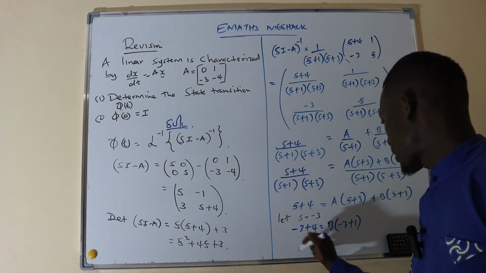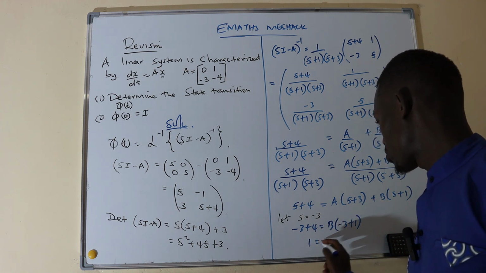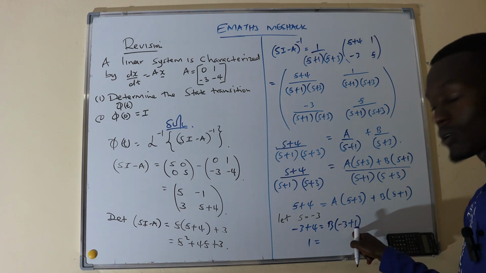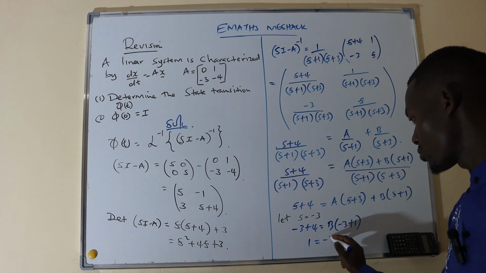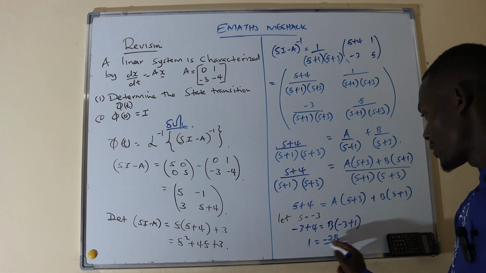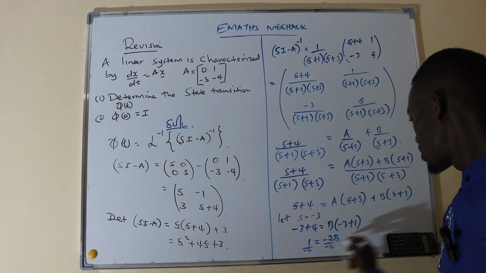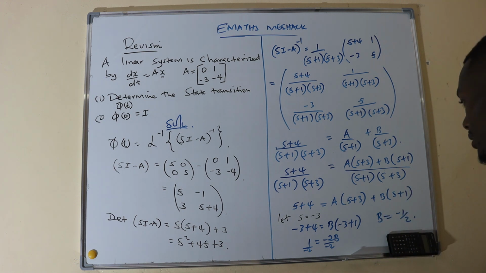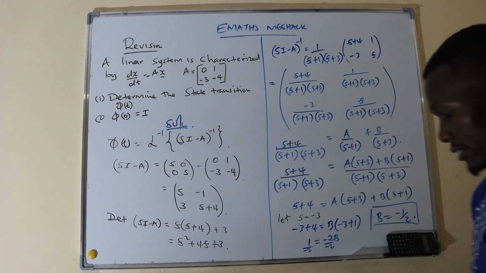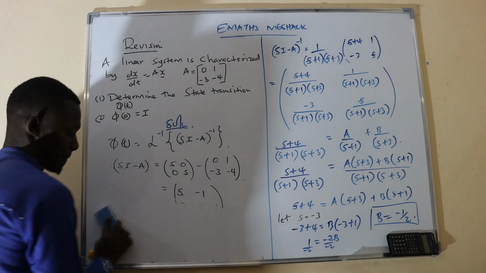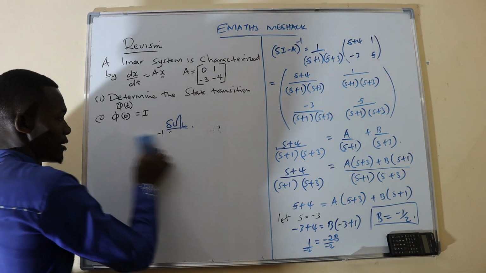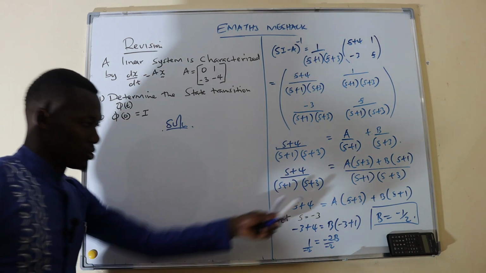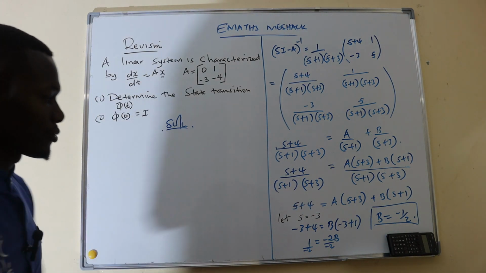So now negative 3 plus 4 gives you 1, equals B times negative 3 plus 1, which gives you negative 2. So we have negative 2B. Divide by negative 2, divide by negative 2. So your B will be negative a half. All right, together. So we have our value of B, which is negative a half. Now allow me to wrap this. So now let's come to this other side.